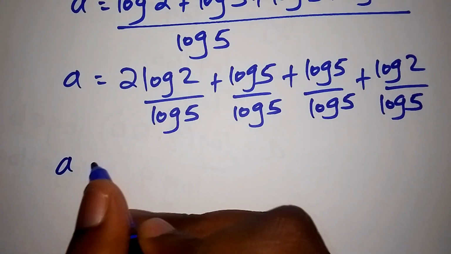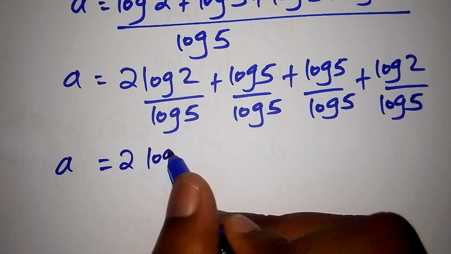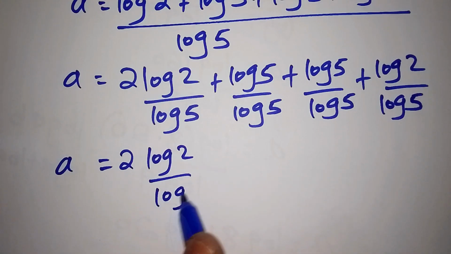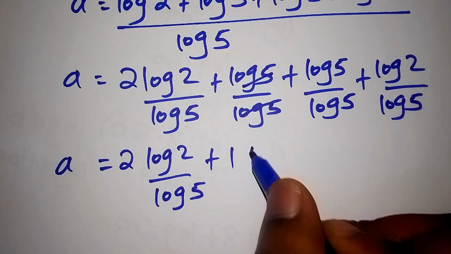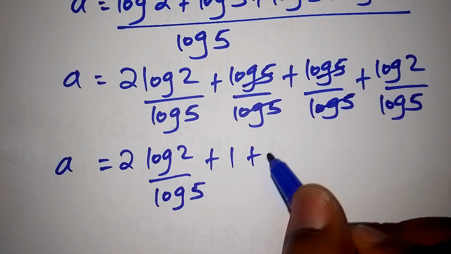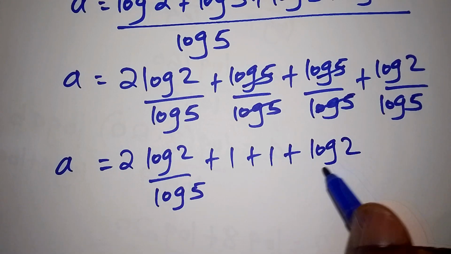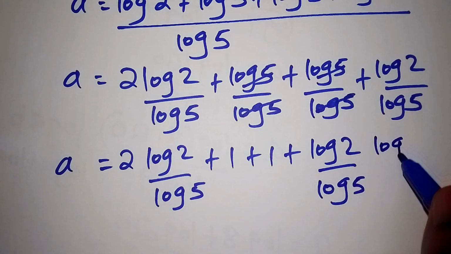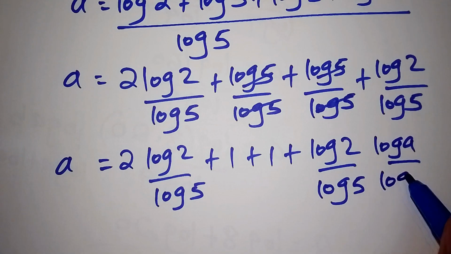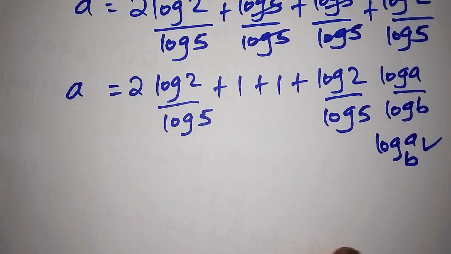So a is equal to 2, just still 2, the log of 2 all over the log of 5, then plus, so log 5 and log 5 cancel, we shall now have 1, plus log 5 and log 5 cancel, plus again 1, then plus the log of 2 all over the log of 5. So when you have, for example, the log of a all over the log of b, this can be written as the log of a to the base of b, according to the law of exponents. So now we shall have our answers.